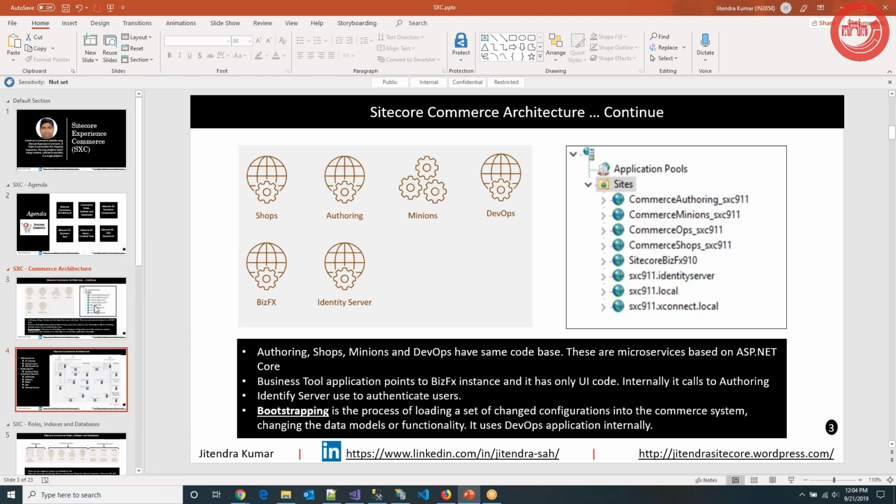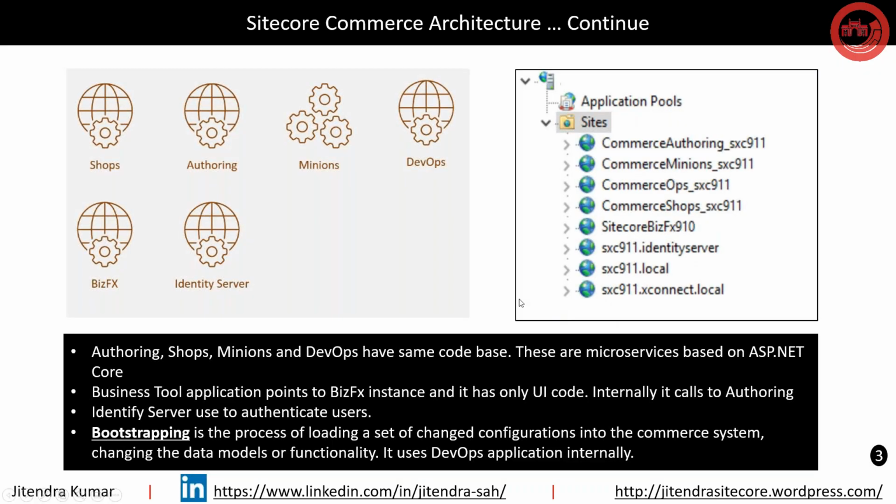So the first thing is the Sitecore Commerce architecture. When you install Sitecore Commerce, you can see this many websites installed in your local machines. Basically, these three, SXC 911, identity server, local, and Xconnect. These are the ones that come when you install Sitecore.